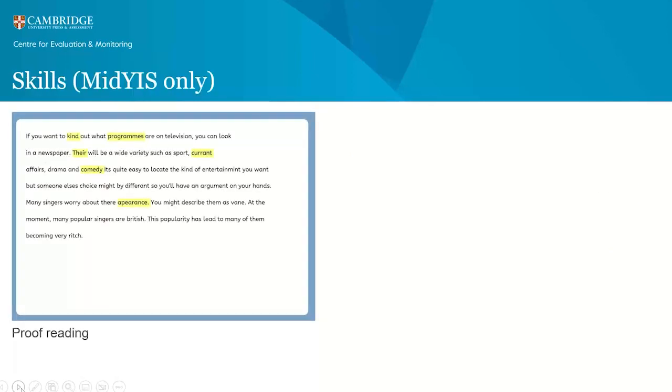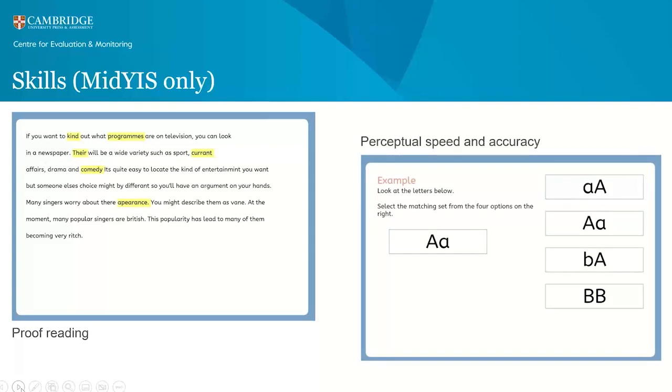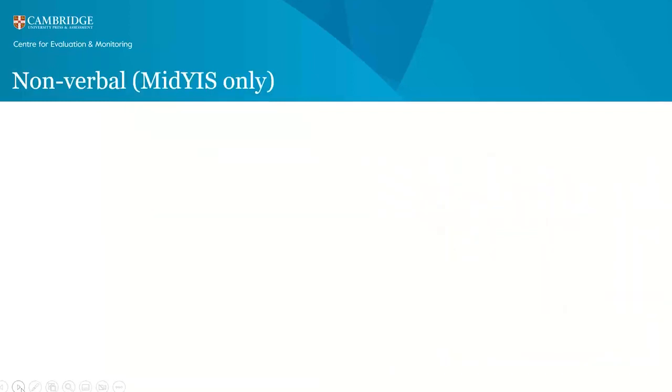Here are some examples from the skills section from the mid-year assessment. So they might be asked to do some proofreading and identify some mistakes in the text by highlighting them. And that might be spelling, punctuation or grammar. And also there's a perceptual speed and accuracy example question there as well, where you need to actually look at the letters and select the matching set from the 4 options. And because you're expected to do this in a certain amount of time, you've got that time pressure, and you've got to try and do those quite quickly and see how many that you can answer correctly.